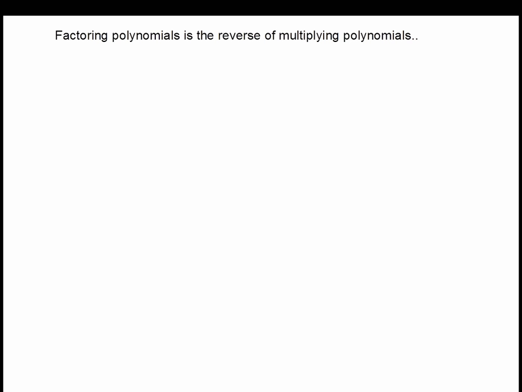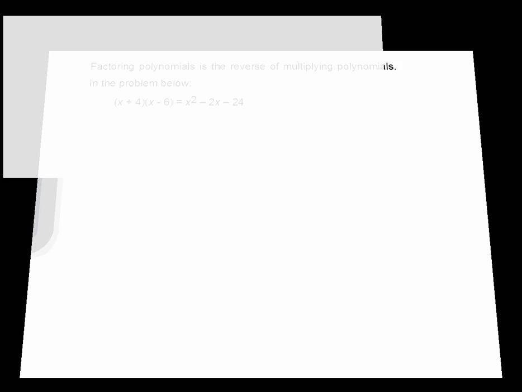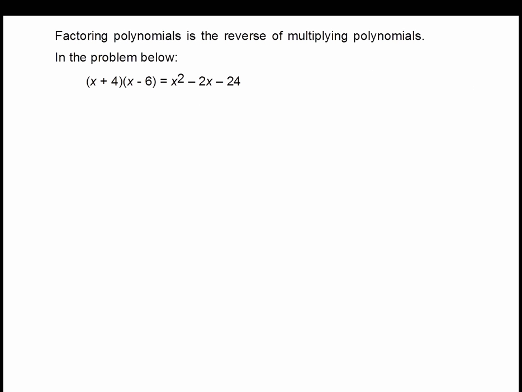Section R.4, Factoring. Factoring polynomials is the reverse of multiplying polynomials. In the problem below, I've got x plus 4 times x minus 6 is equal to x squared minus 2x minus 24. In the last section, R.3, we went from this left-hand side and did FOIL to get the right-hand side. In this section, R.4, the factoring section, we're going from the right-hand side to the left-hand side.